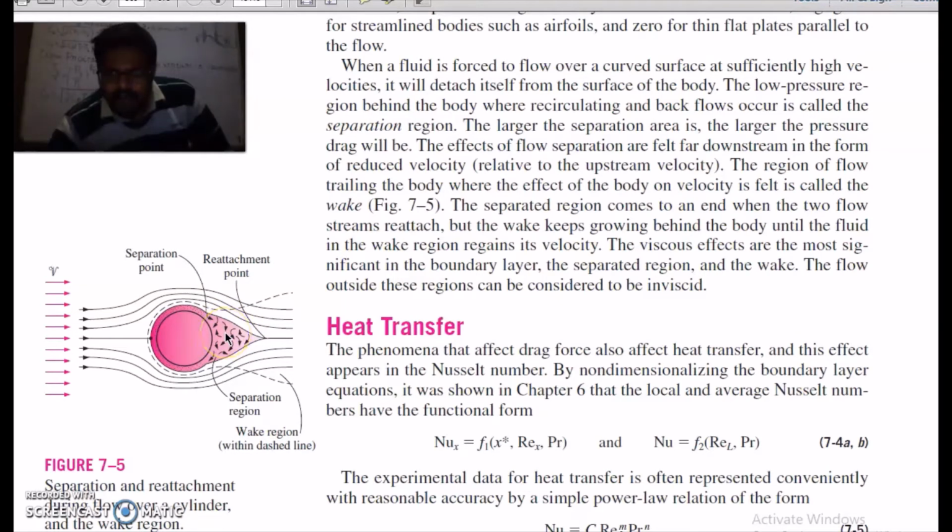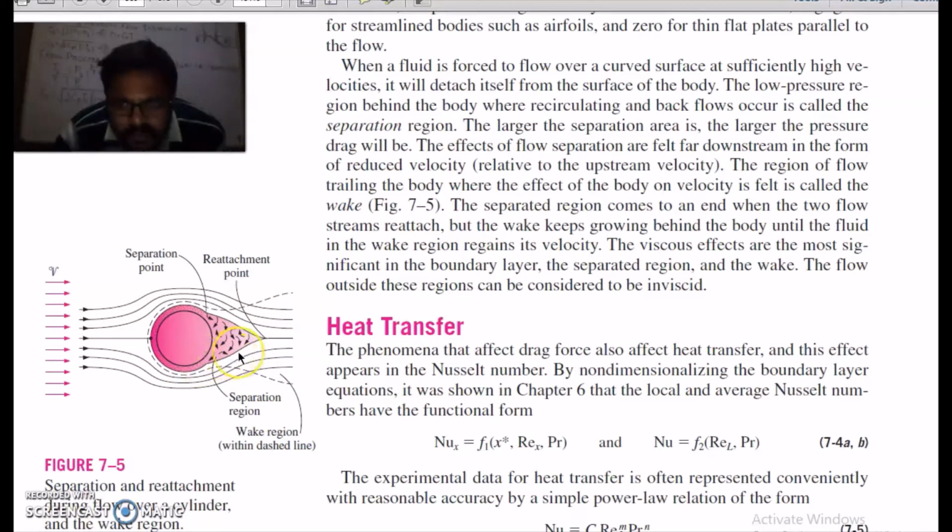The effects of flow separation are felt far downstream in the form of reduced velocity. The region of flow trailing the body, where the effect of the body on the velocity is felt, is called the wake. So this region is your wake region. The separated region comes to an end at this point when the two flow streams reattach, but the wake keeps growing behind the body until the fluid in the wake region regains its velocity. So this will form here.